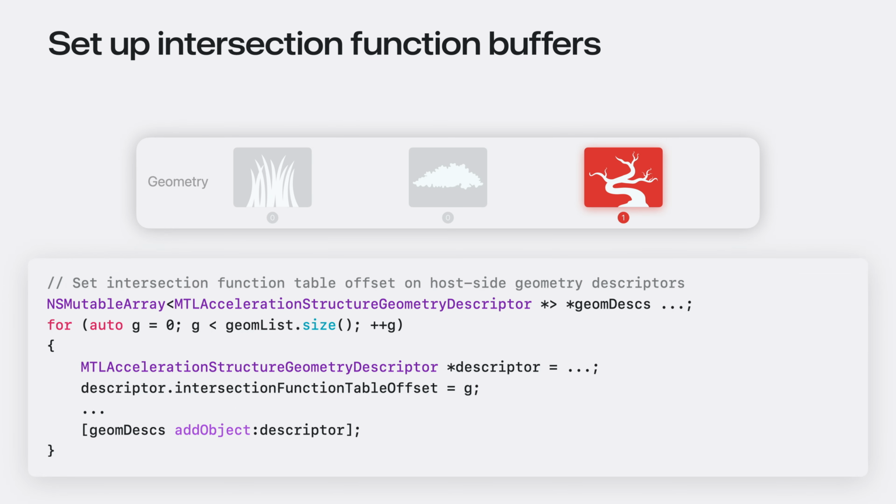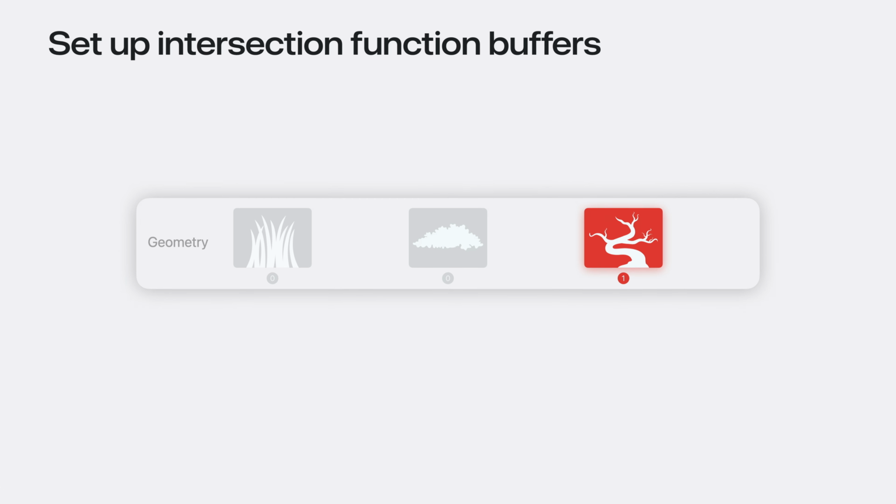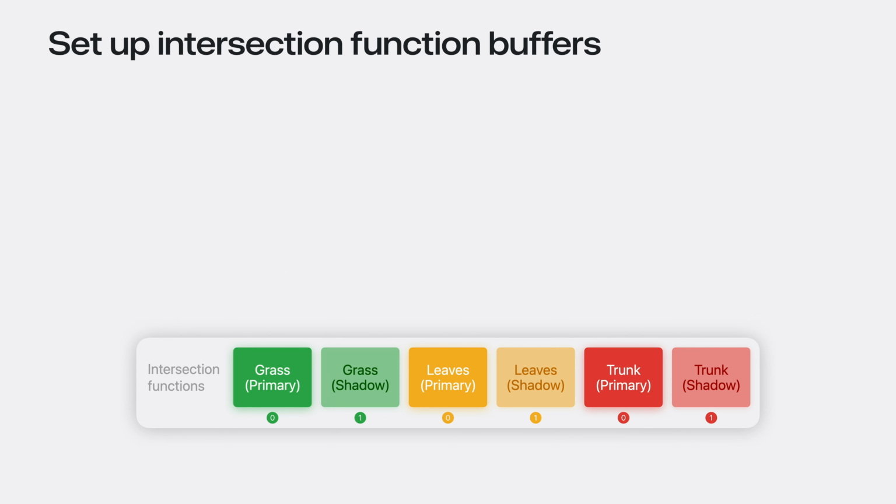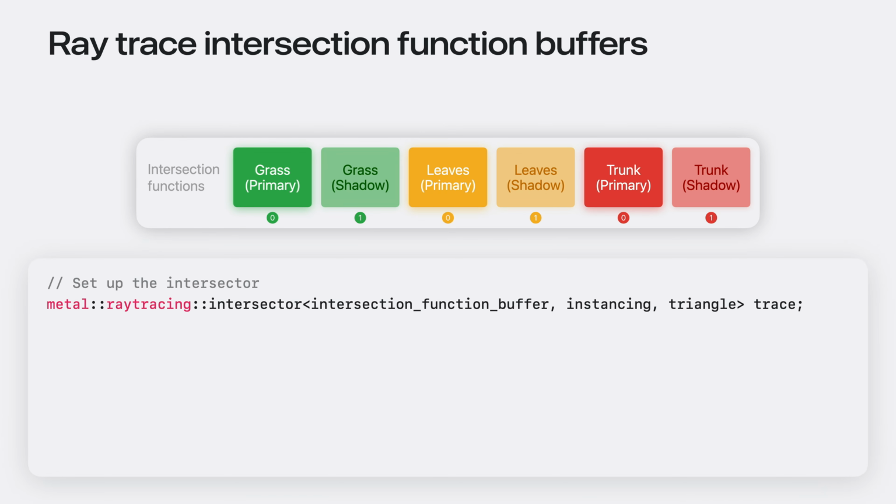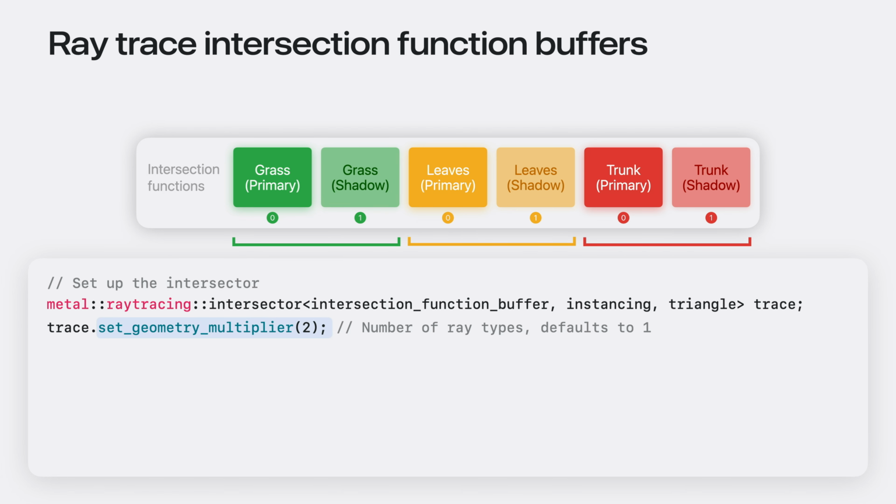When building your primitive acceleration structure, you also set the intersection function table offset on the geometry descriptors. When you set up the intersector in your shader, add intersection function buffer to its tags. Next, set the geometry multiplier on the intersector. The multiplier is the number of ray types in your intersection function buffer. Our example has 2 ray types for each geometry. Therefore, the correct value here is 2.